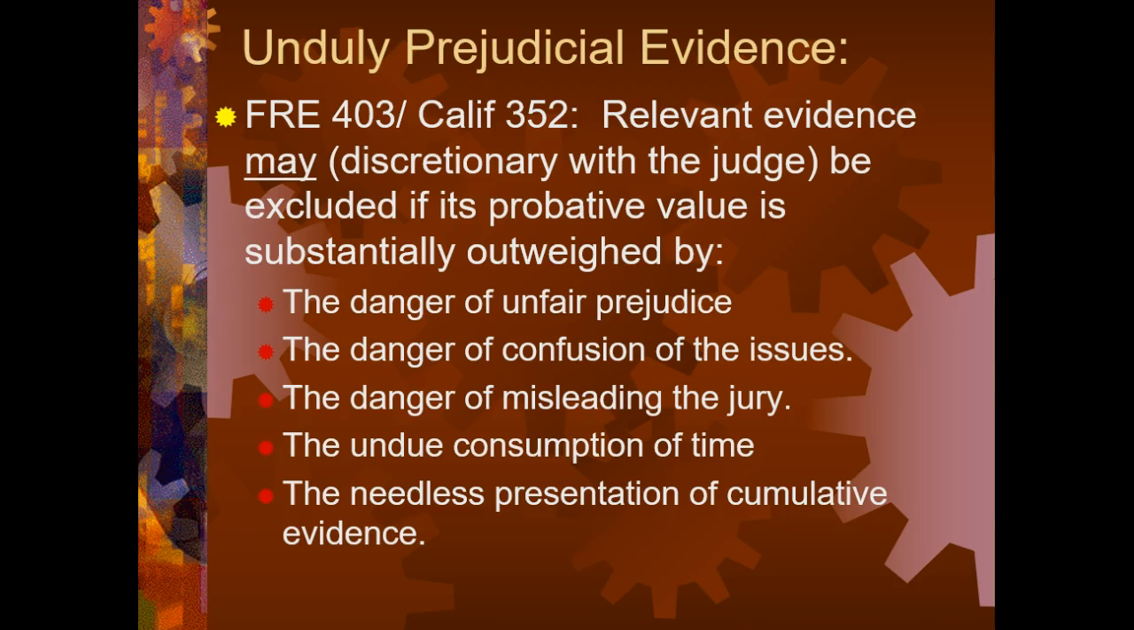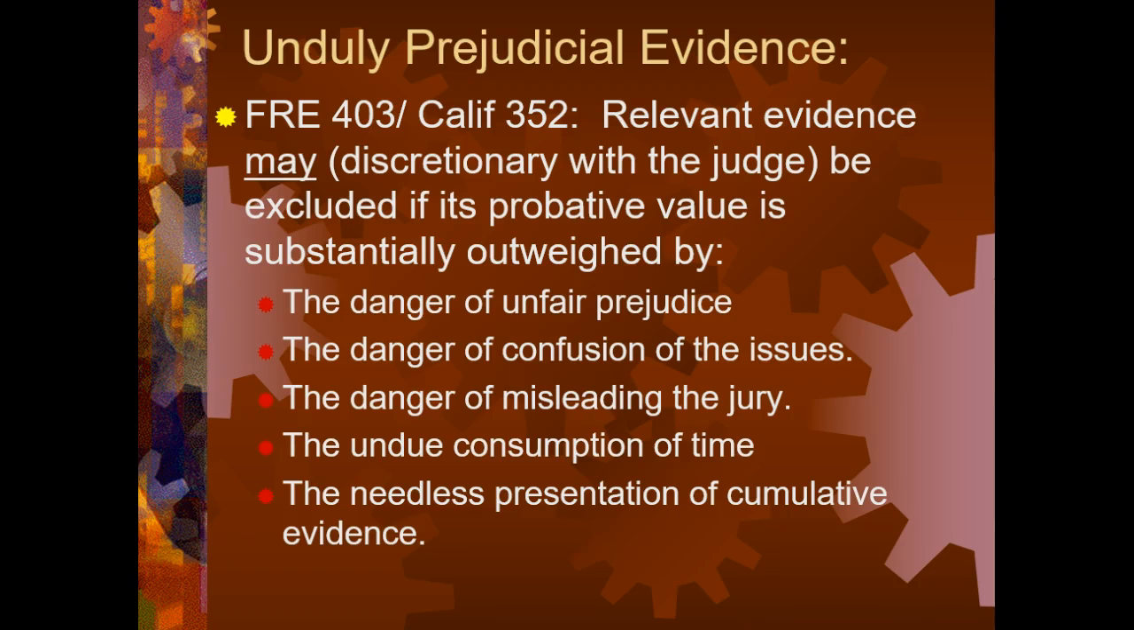All right, so let's look at unduly prejudicial evidence under Federal Rule of Evidence 403 and California Rule 352. That's Evidence Code 352 of the California Evidence Code. It says relevant evidence may, which means it's discretionary with the judge because it doesn't require them to exclude it, but allows the judge to decide whether it will be excluded. It will be excluded if its probative value is substantially outweighed by one of several things.